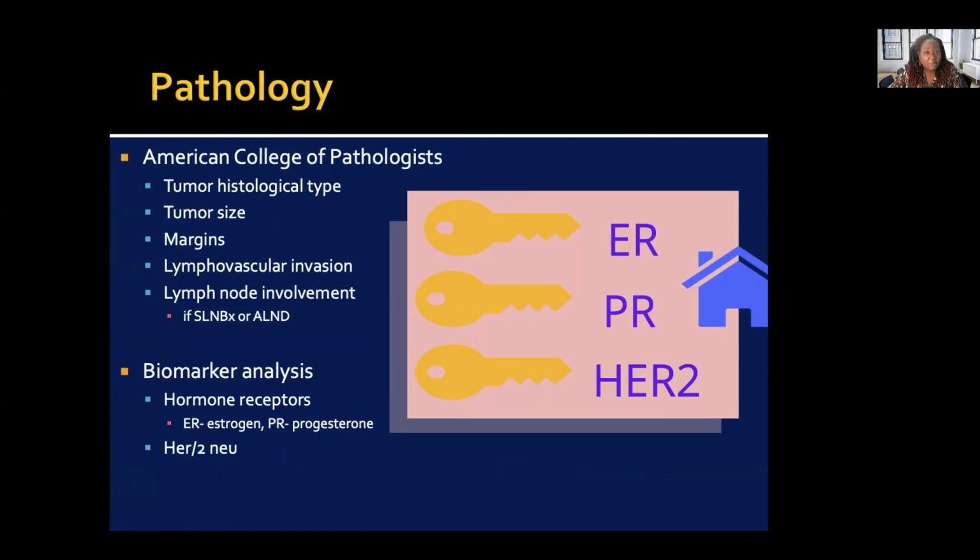The American College of Pathologists have put together rigorous guidelines for how tumor pathology should be reported. This includes looking at the histological type, the tumor size, margins, lymphovascular invasion, and lymph node involvement. So it's important to know these things when you're looking at a pathology report. Biomarker analysis is also performed, particularly for the hormone receptors, estrogen and progesterone, and HER2/neu.